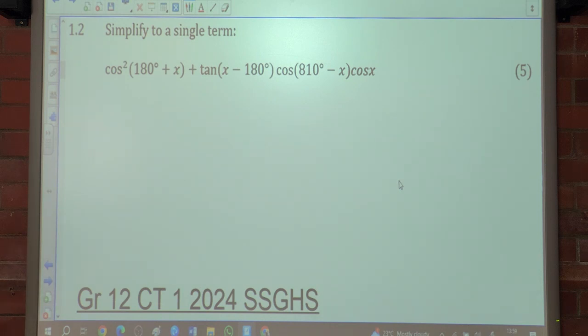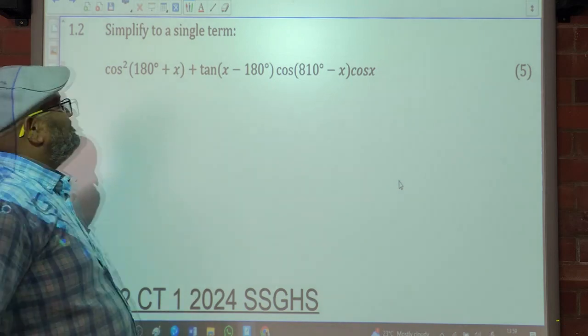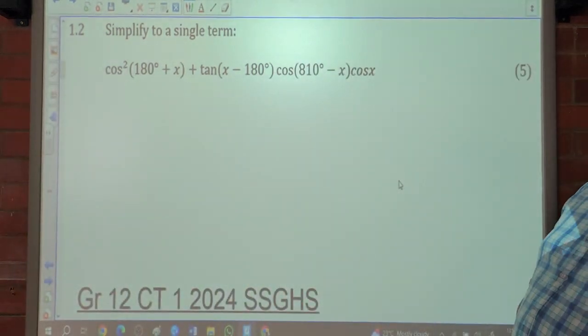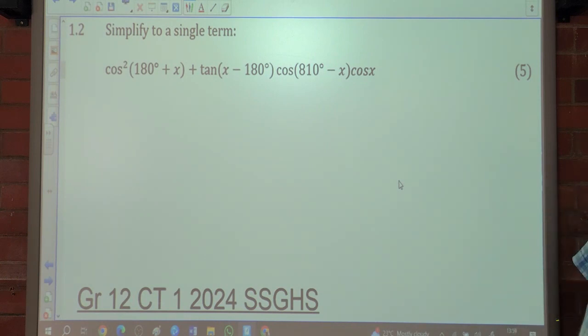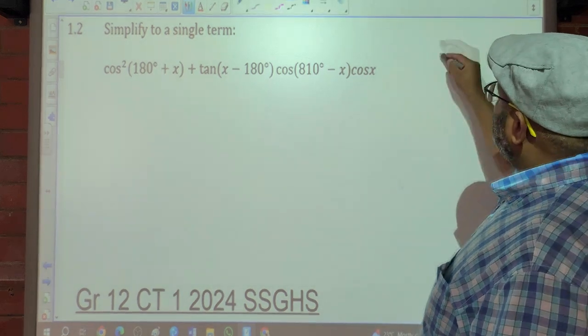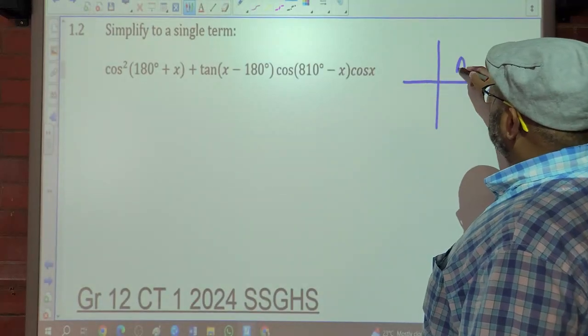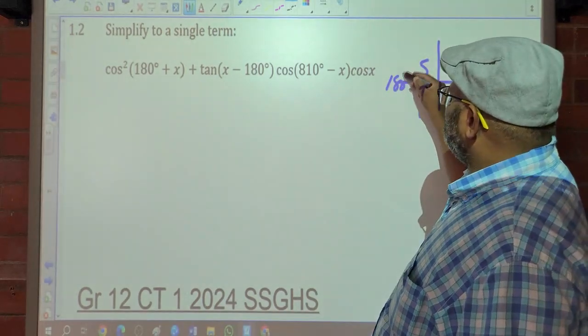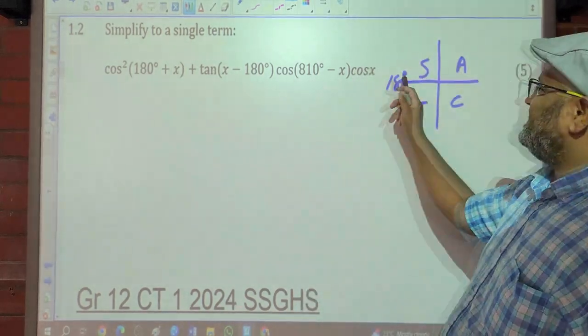Okay, the next one says simplify to a single term. You have cos squared of (180 plus x) plus tan of (x minus 180) times cos of (810 minus x) times cos x. So this is the reduction formula, not so? So we draw the CAST diagram. So this is 180 degrees, so it's going to be 180 degrees plus x.